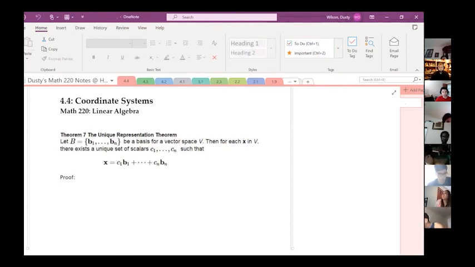In Calc 3, you learn a special coordinate system or concept where you learn about the TNB frame. That was the tangential, normal, and binormal components of a space curve. And they created a coordinate system that helps you understand a space curve or like the oscillating circle.